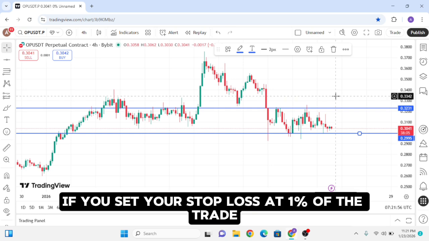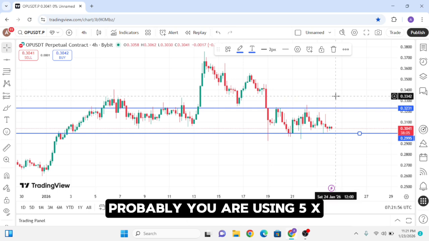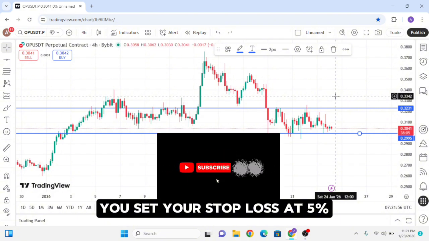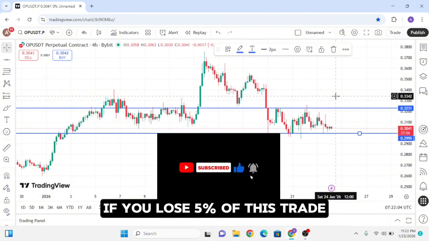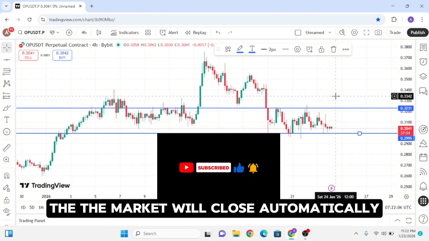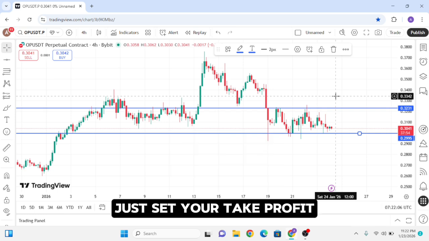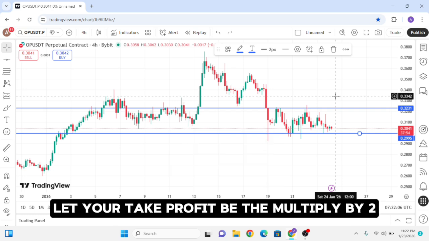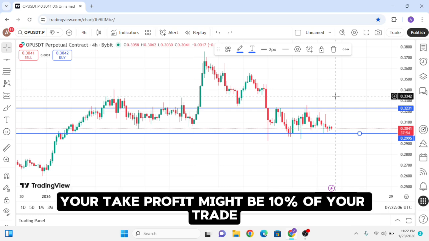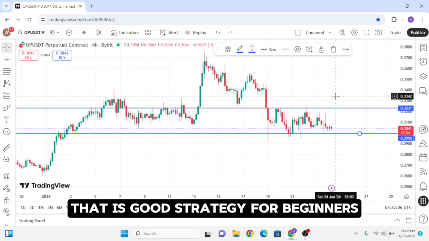If you set your stop loss at 1% of the trade, probably you are using 5x. You set your stop loss at 5%. If you lose 5% of this trade, the market will close automatically. Just set your take profit. Let your take profit be multiplied by 2. Your take profit might be 10% of your trade. So that is a good strategy for beginners.